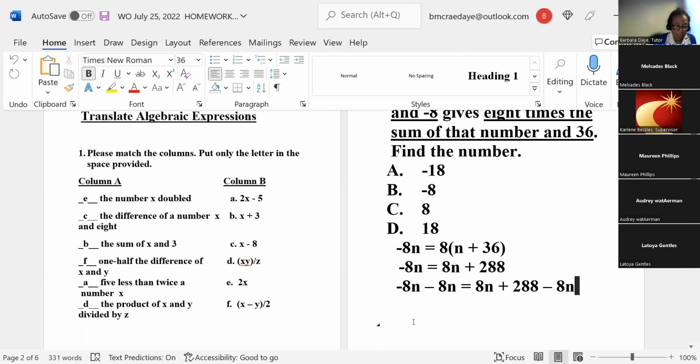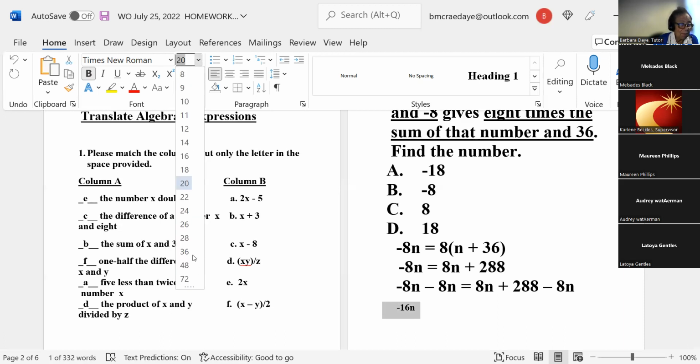And Audrey, what do you get on the left side? Minus 8n and a minus 8n. Not 0. Minus 16n. Minus 16n. Okay. Make that bigger. What do you get on the right side, Audrey?